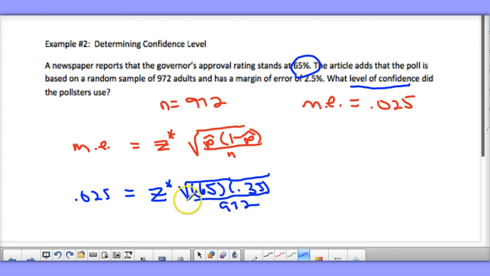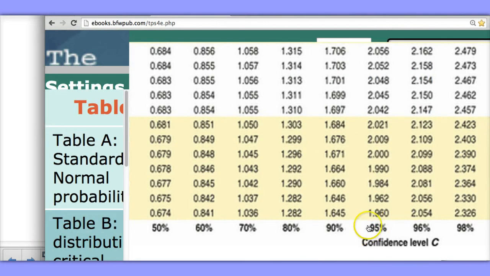972. So I'm pretty sure you guys could solve this for z by taking the square root of this calculation and then doing 0.025 and dividing by that. When you do that calculation, you get z star is equal to 1.634. So let's go back to our table. Let me see if I can find it here. Here we go. 1.634, it's not quite on the table here, but it looks like it's pretty close to this 1.645 number.